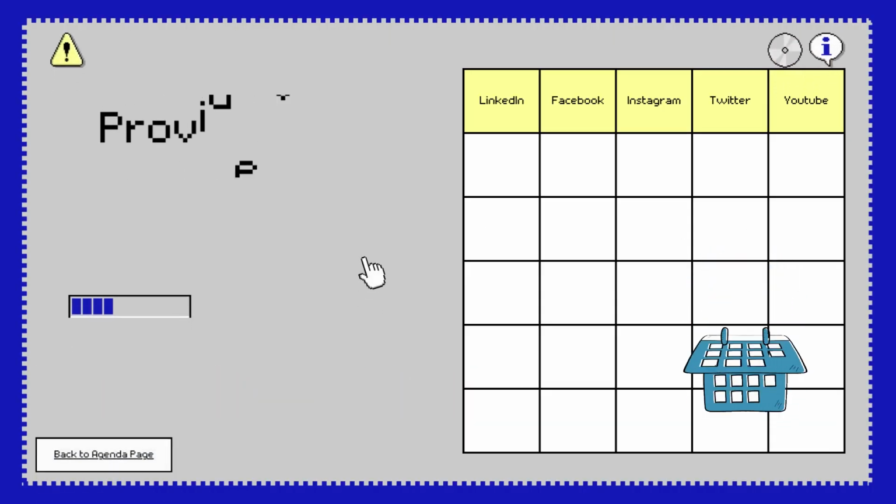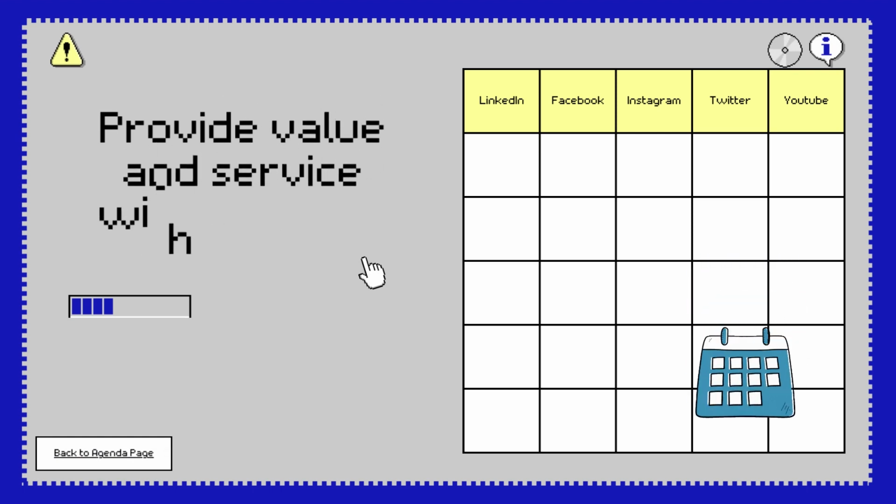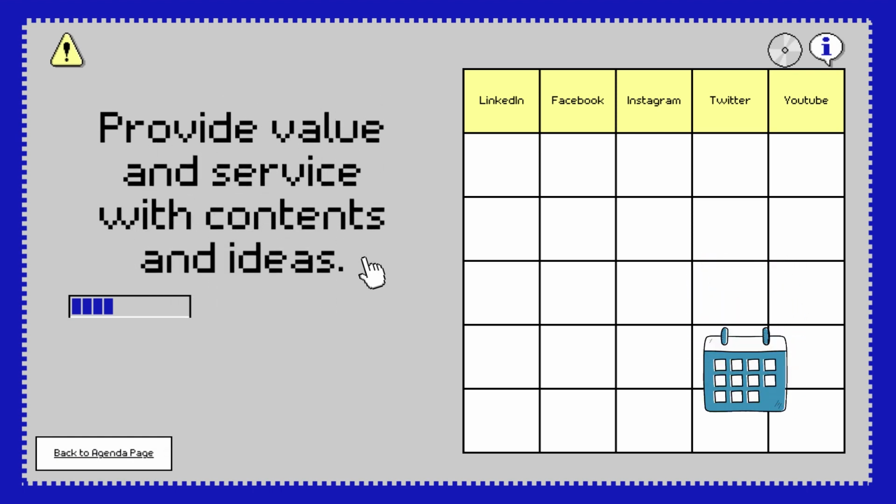Then, next is providing value and service with contents and ideas. So once you're connected, it does not stop from there. You need to provide what you're offering on the table, and this will set you apart from everyone else. This is also one way of showing your target leads that you're the expert that they're looking for.